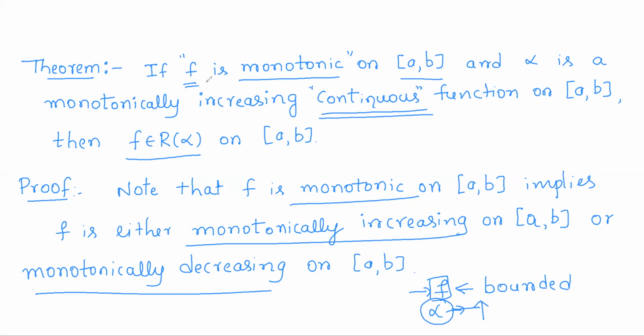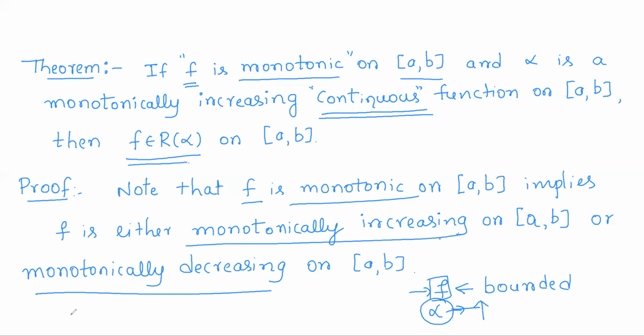So the hypothesis here is that f is a monotonic function and alpha is a monotonically increasing function. With this hypothesis, we have to prove that f is Riemann-Stieltjes integrable on the closed interval [a, b]. So we shall start the proof. First of all, note that f is monotonic on the closed interval [a, b], which implies f is either monotonically increasing or monotonically decreasing.